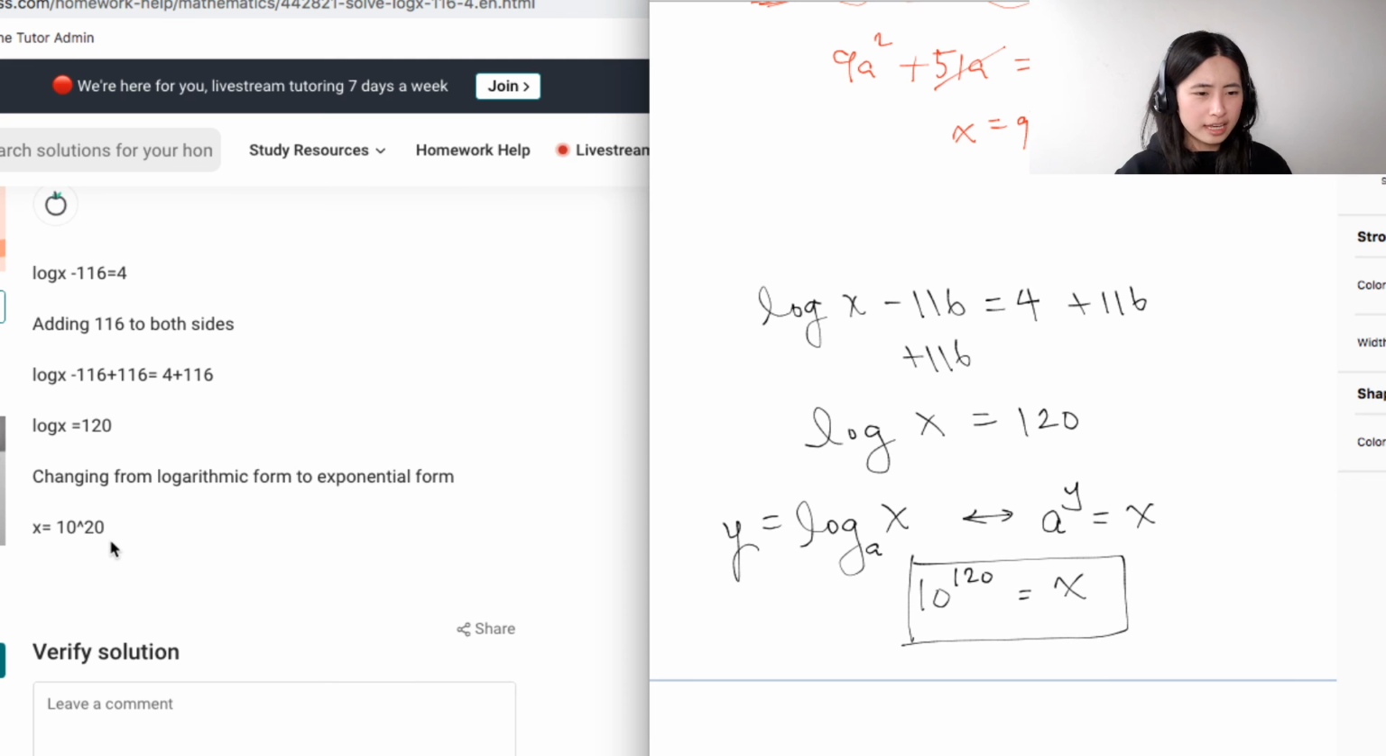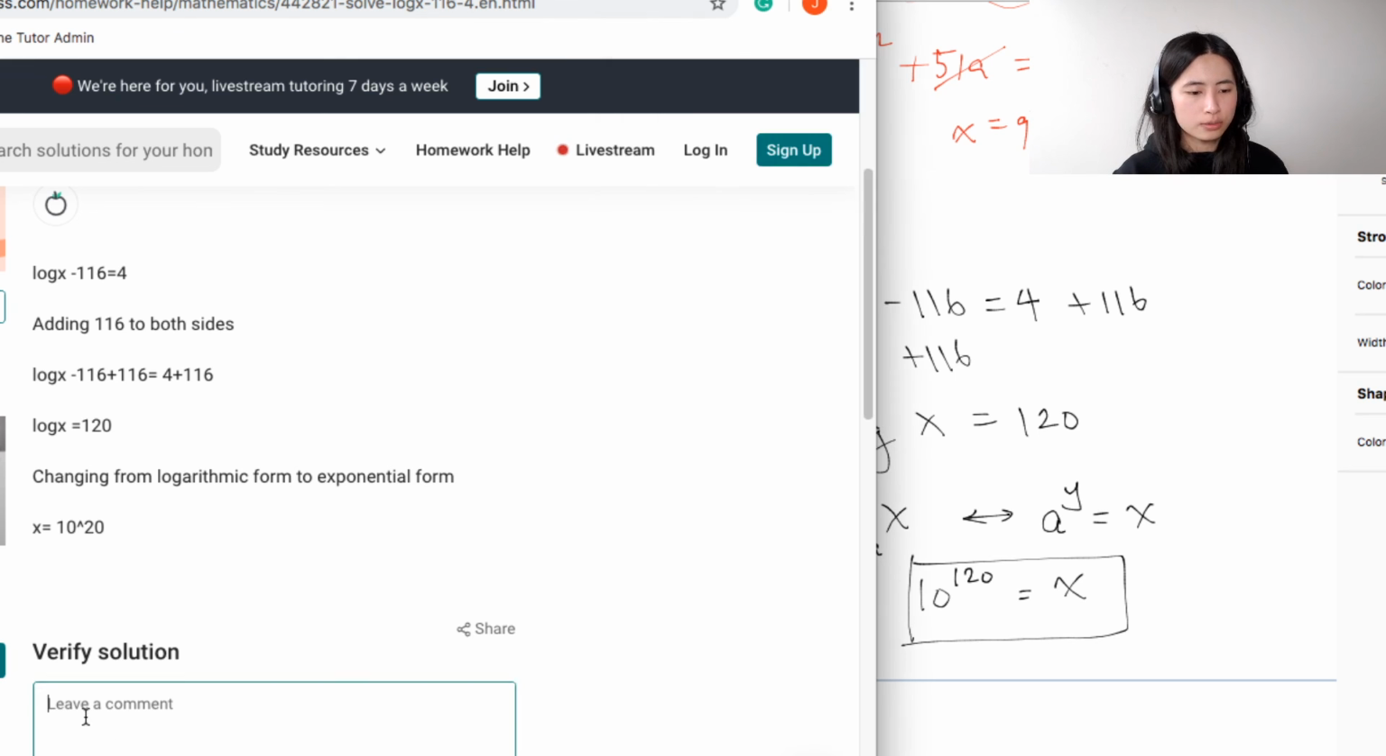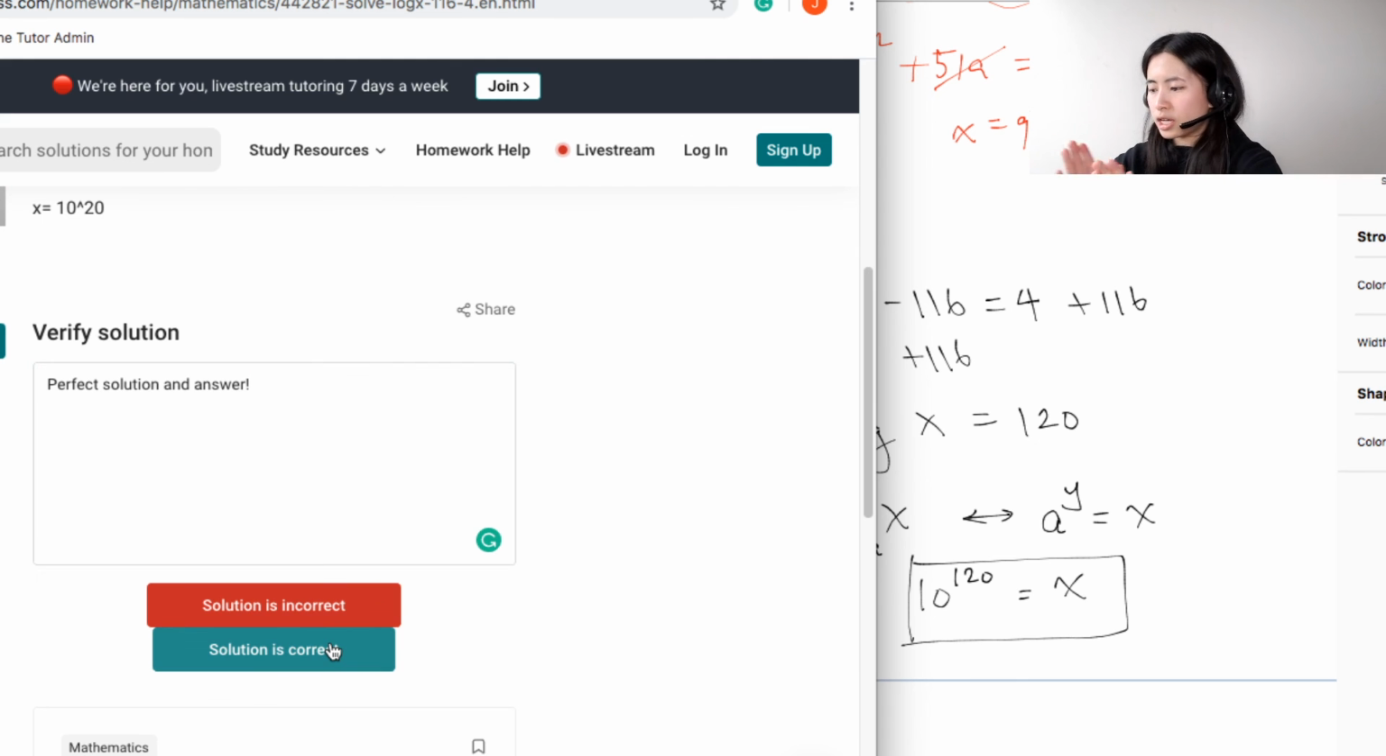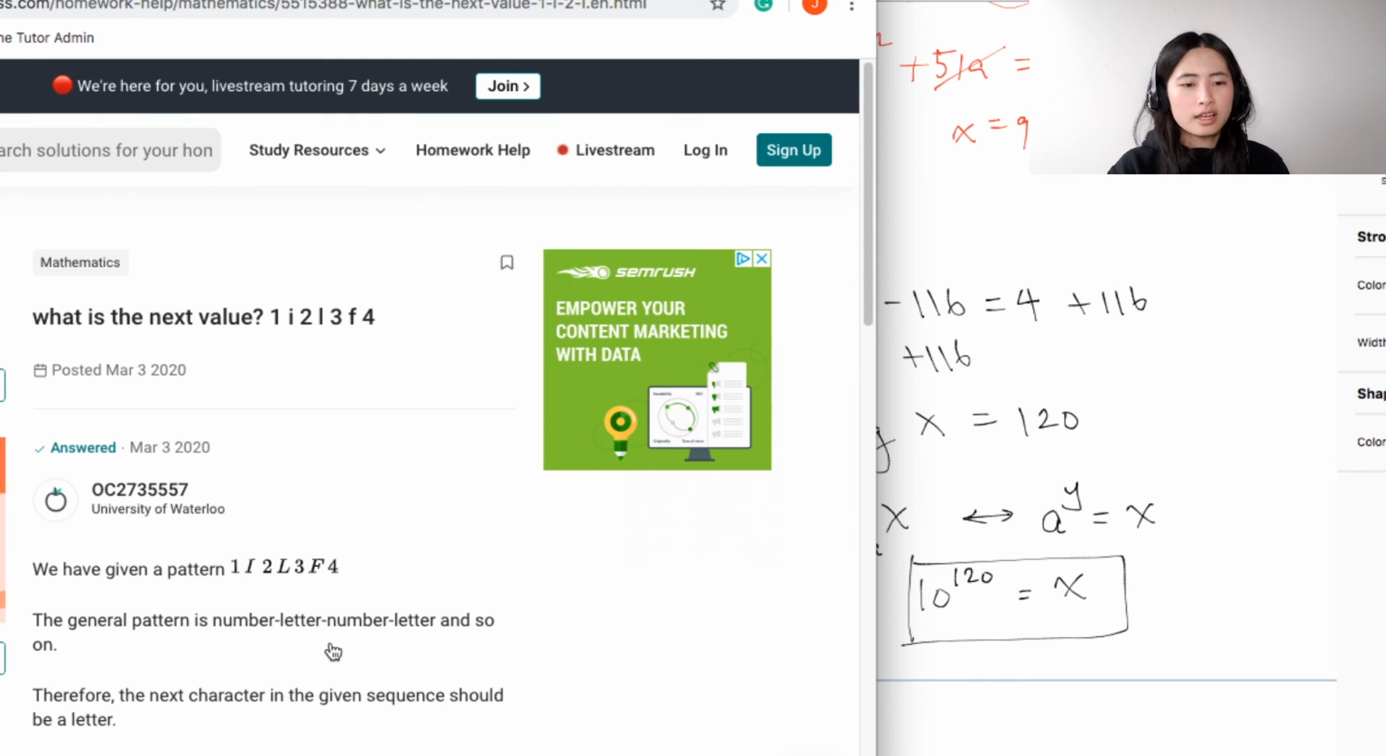Okay, yeah, so this is the exact same thing that we did. Again, just keep in mind that there is a difference between saying it's x minus 116 or it's just simply log of your x. So okay, solution is correct. Great. So let's move on to this question.